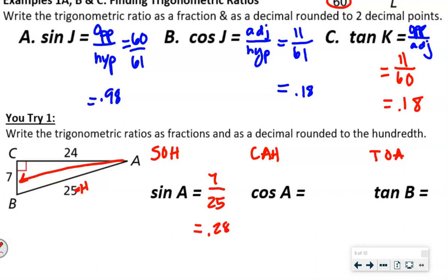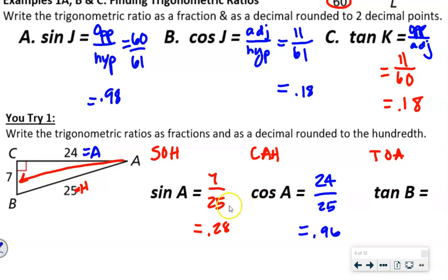Okay, now again, we're talking about angle A, so we're talking about adjacent now, right? So isn't this going to be the adjacent to the angle A? It's right beside it, yes? So this one's going to be 24 over that 25. So this one is going to be 0.96 when we put it in the calculator.